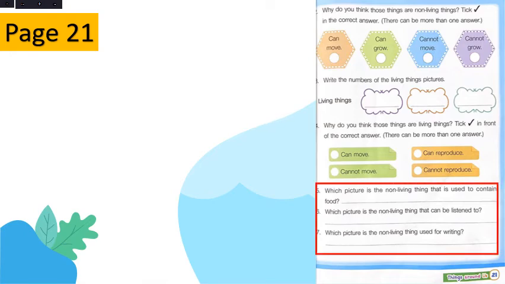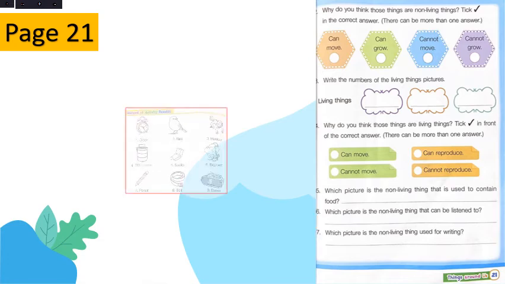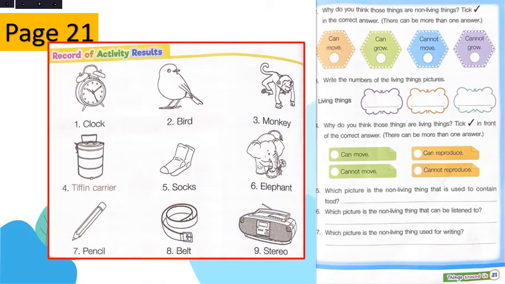5, let's answer. Which picture is the non-living thing that is used to contain food? Meaning, this is where you put food. Which picture? Please write the word. For example, I'll give you this one. Tiffin carrier is the answer. This is where you put your food. So you write the word tiffin carrier.